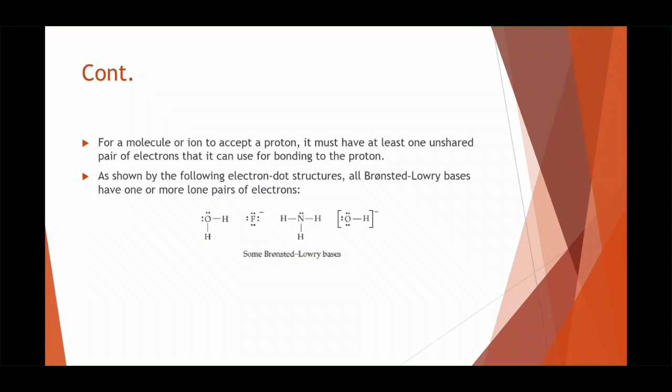Now for a molecular ion to accept a proton, it must have at least one unshared pair of electrons that it can use for bonding to the proton. As shown by the following electron dot structure, all Bronsted-Lowry bases have one or more lone pairs of electrons. You can see in water, in fluoride ion, in ammonia and in hydroxide ion, all lone pairs are shown.